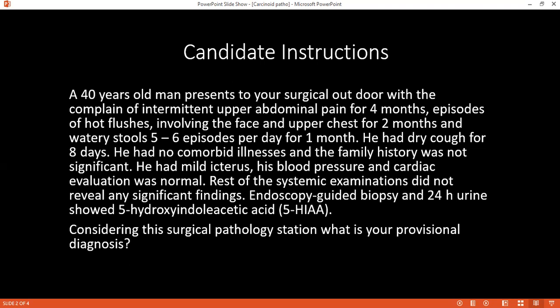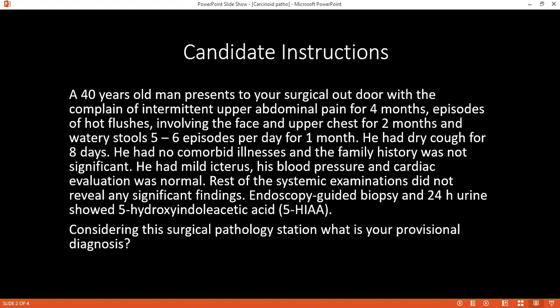Can you please tell me where it is most commonly found? Ma'am, it is found most probably in the lungs as well as in the GI tract. What does it release? Ma'am, it releases serotonin, which degrades into various products like bradykinin and histamine, which lead to a spectrum of symptoms.